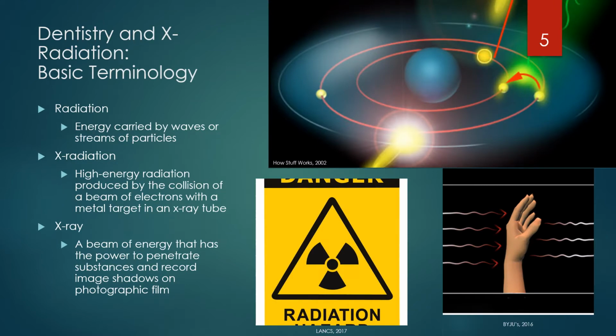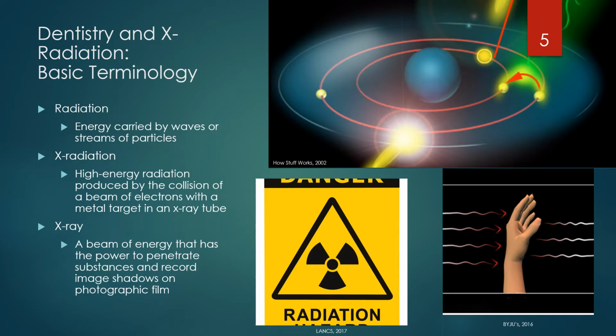All right, so here are the terms that we're going to be using for the rest of this course. There is radiation, which is a form of energy carried by waves or a stream of particles. I want you to keep that in mind, that any form of energy carried by waves or a stream of particles is radiation. It may not be penetrating or ionizing radiation, but it is still radiation. Then there is X-radiation, which is a high-energy radiation produced by the collision of a beam of electrons with a metal target in an X-ray tube.